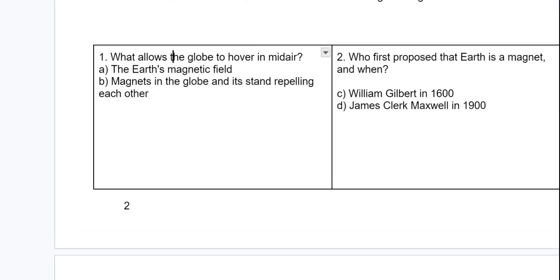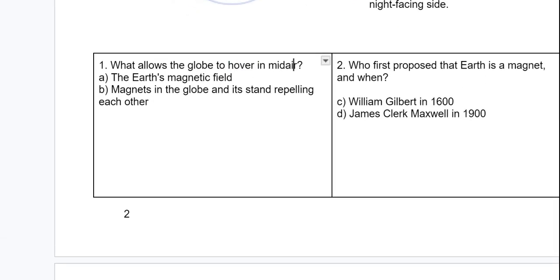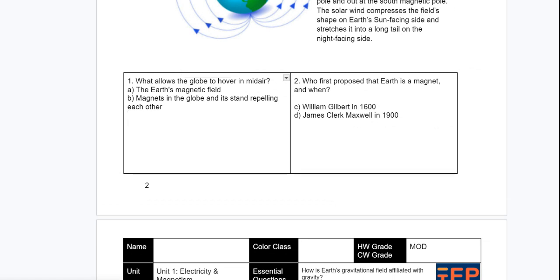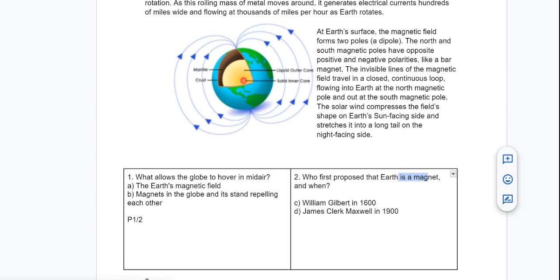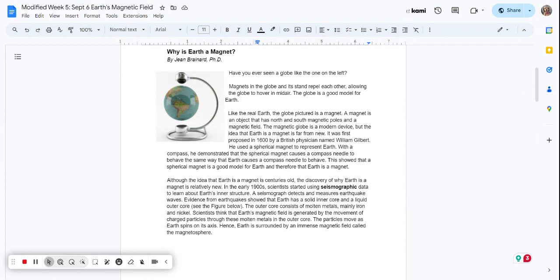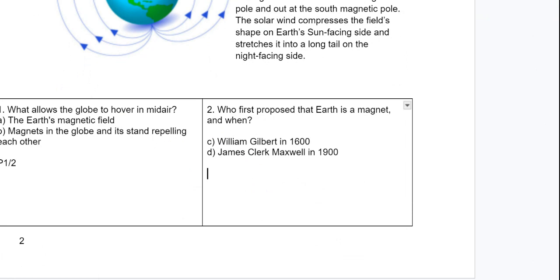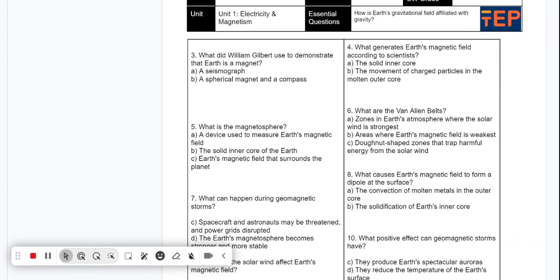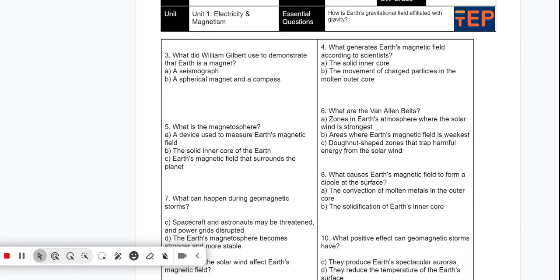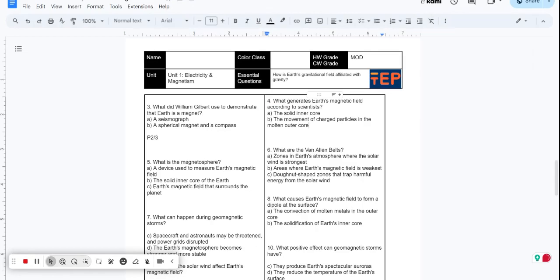So what allows the globe to hover in midair? Let's go to paragraph 1 for that. So I'm going to put P1/2 for the paragraph 1 and 2. Who first proposed the Earth is a magnet and when? Let's go back to right here. This is paragraph 2 and 3, because we're not going to give you the answer. And what did Gilbert use to demonstrate? Again, that's paragraph 2/3.